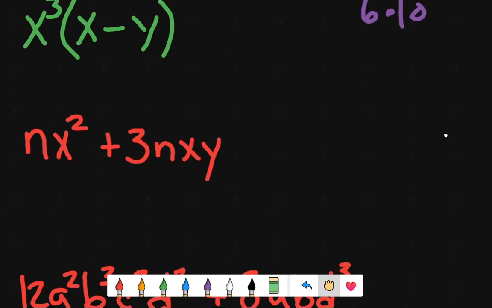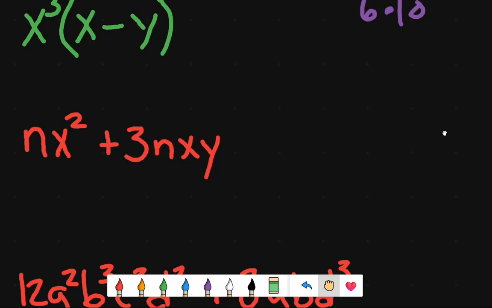All right, we have nx squared plus 3 times nx times y. So 3 times n times x times y. All right, don't get confused here. Now, let's see what we can factor out. So if we look at our coefficients, we have 1nx to the 2nd and then plus 3nxy. So that means our greatest common factor here is going to have to be a 1. But we're not going to put a 1, okay?